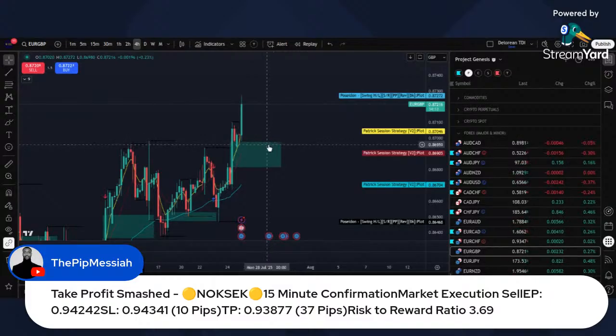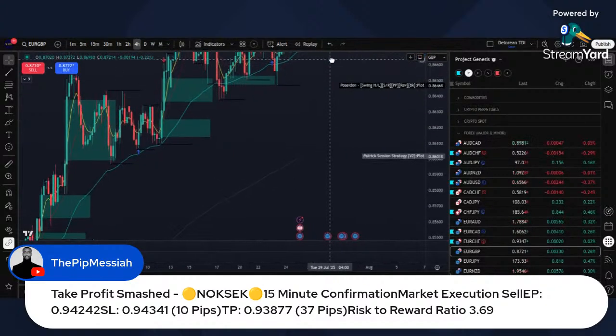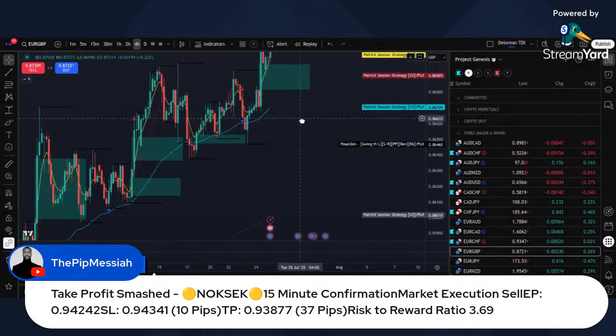Certainly, if you get a retest of this zone, you might be able to enter it for a buy. But just be careful. This is very far away from the 50 EMA. As you can see, it has a history of hitting that line over and over again.